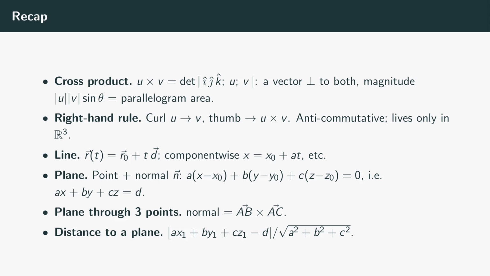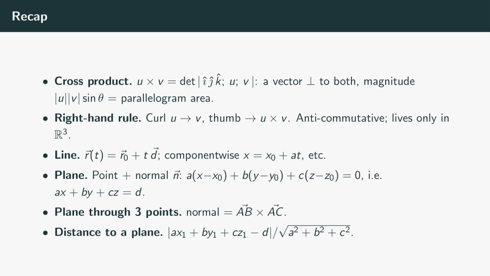Let's recap. The cross product of u and v is computed as the determinant with i, j, k on top and the two vectors below. It returns a vector perpendicular to both, with length equal to the magnitude of u times the magnitude of v times the sine of the angle, which is the area of the parallelogram they span. The right-hand rule fixes its direction: curl your fingers from u to v, and your thumb gives you u cross v. It is anti-commutative, and it exists only in 3 dimensions.